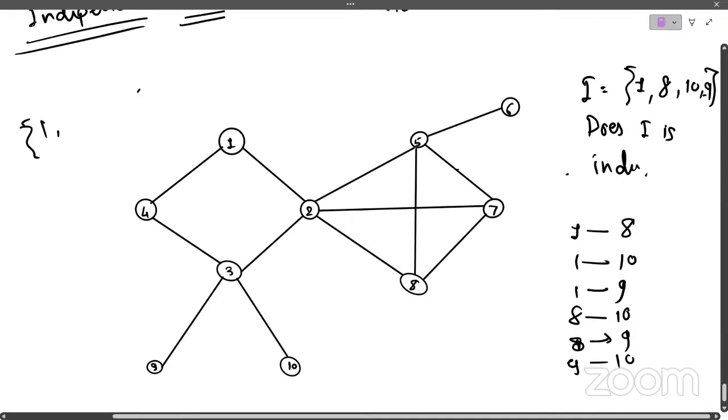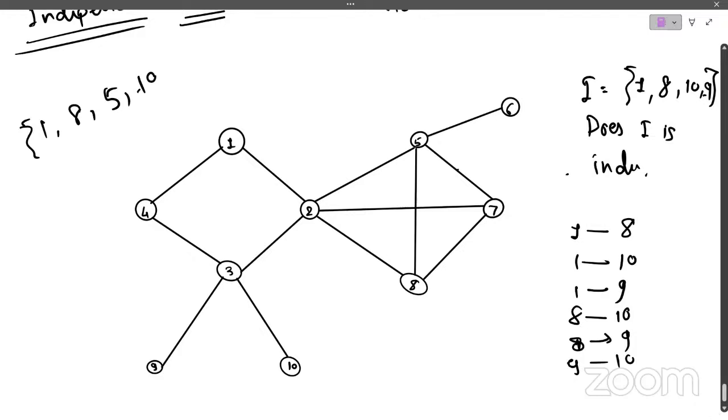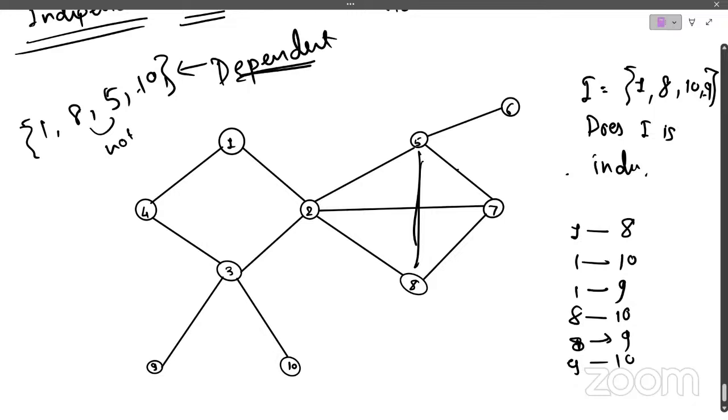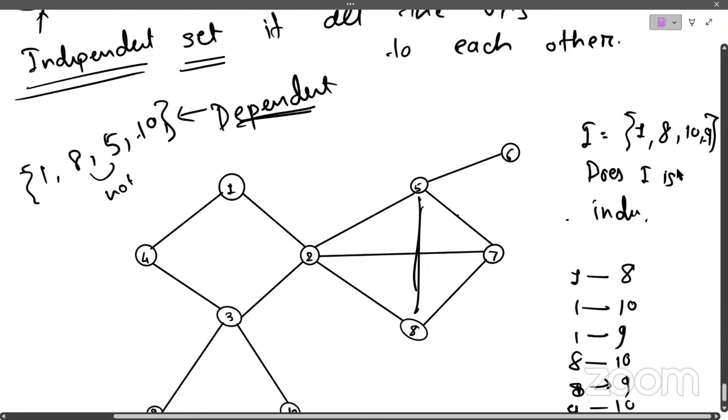For example, if I consider 1, 8, 5, 10, is this set independent or not? No, because there is a direct edge between 5 and 8. So that's why this set is not independent. Not independent basically means a dependent set. If there is an edge between any two vertices, that set will be dependent, otherwise it will be independent. So this is known as an independent set. Now we have to go with the set vertex cover.